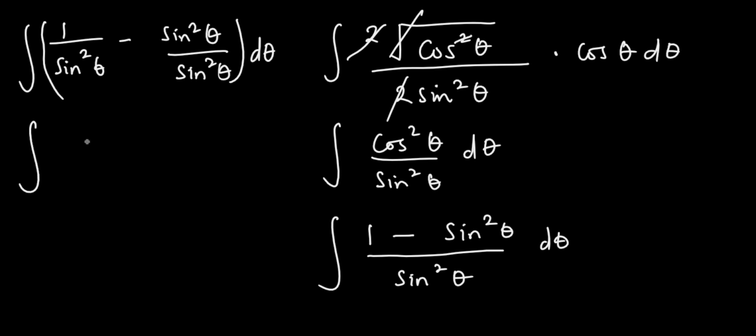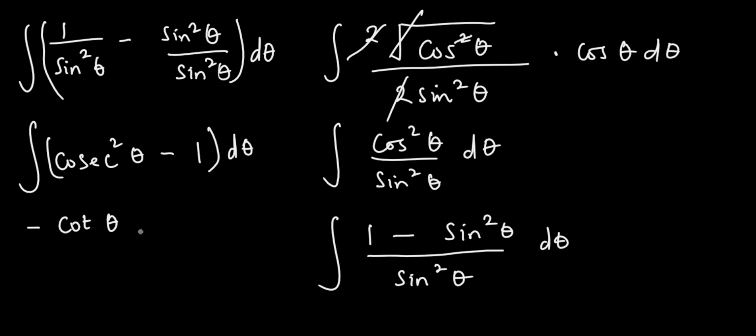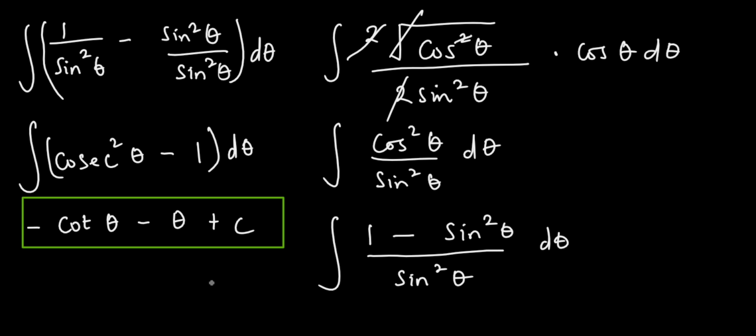Recall that 1 over sine squared theta is cosecant squared theta. Alright, so cosec squared theta minus 1 d theta. So the integral of cosec squared theta is minus cotangent theta. Then the integral of minus 1 is minus theta plus c. So this is the answer, but not with the appropriate variable. So we need to change theta back to x. So how do we do that?